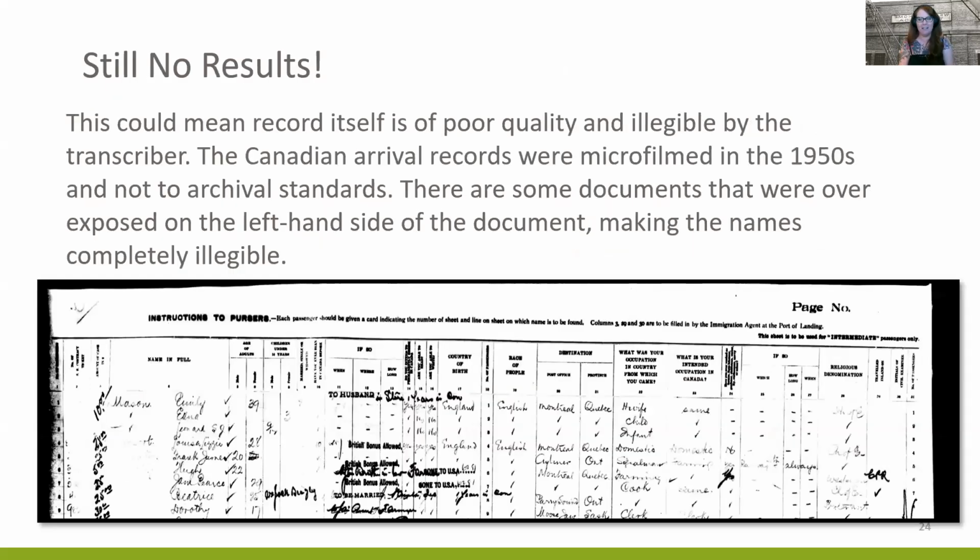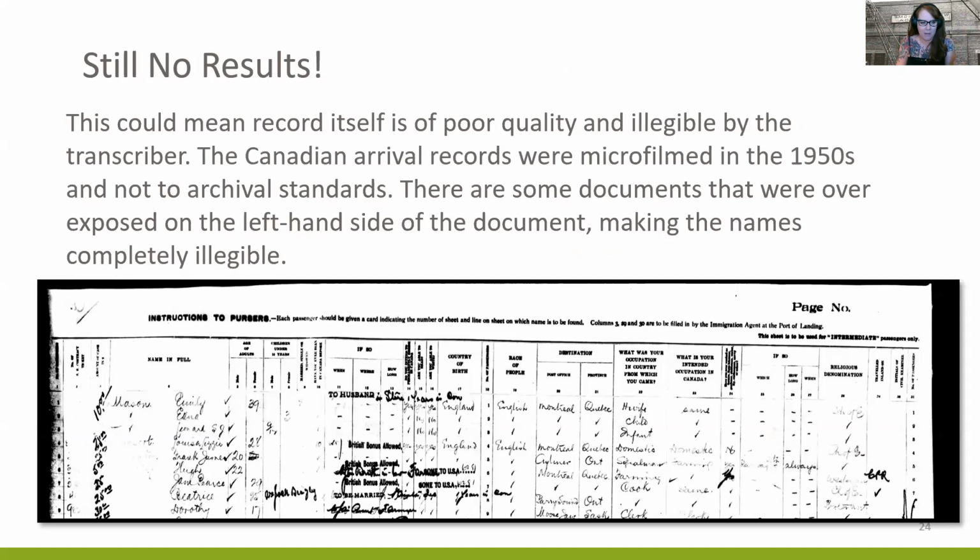Okay, we've done all the things again, and we're still not getting anything. You've eliminated names, you've eliminated the year of birth, and so on. You've done all the things, you still don't have anything. And often, if this is the case, it's because the record itself is not great. And here's an example of what that looks like.